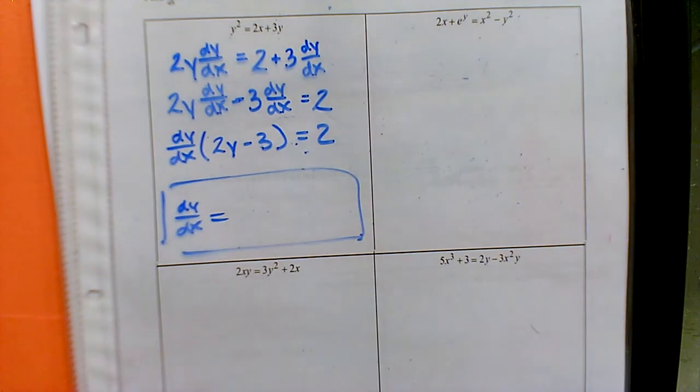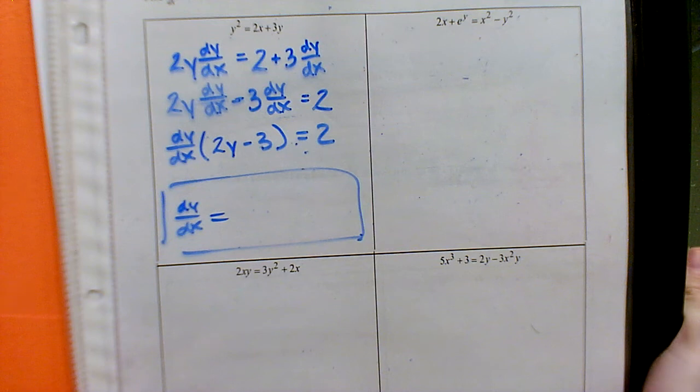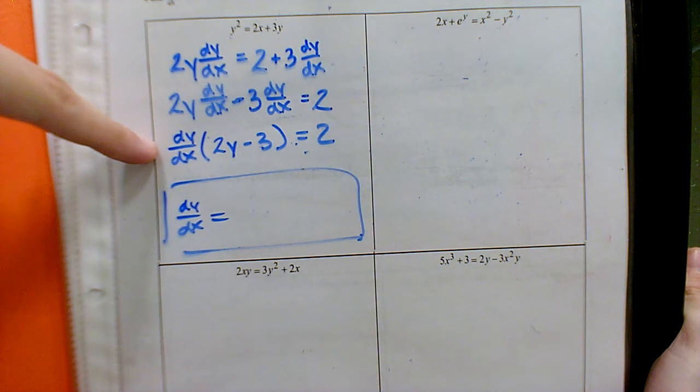There's the math magic part. We went from having two derivative symbols down to one. So now that we have one, how can you solve for it? How do you want to get dy over dx all by itself?